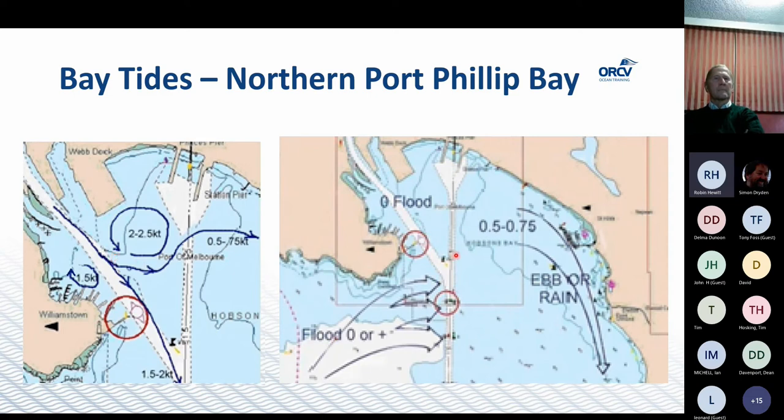And here's the general effect. They're either zero or very light current strength coming from the west, curling around at the top of the bay. 0.75 or more down past St Kilda and Brighton is quite common there.